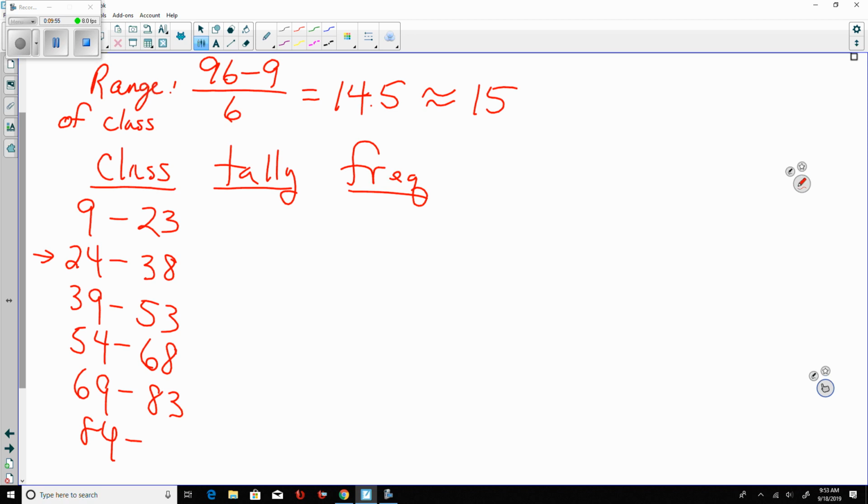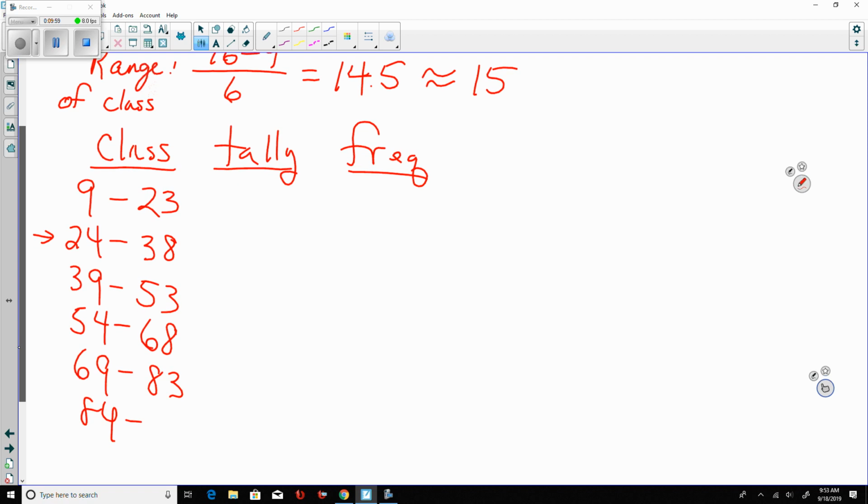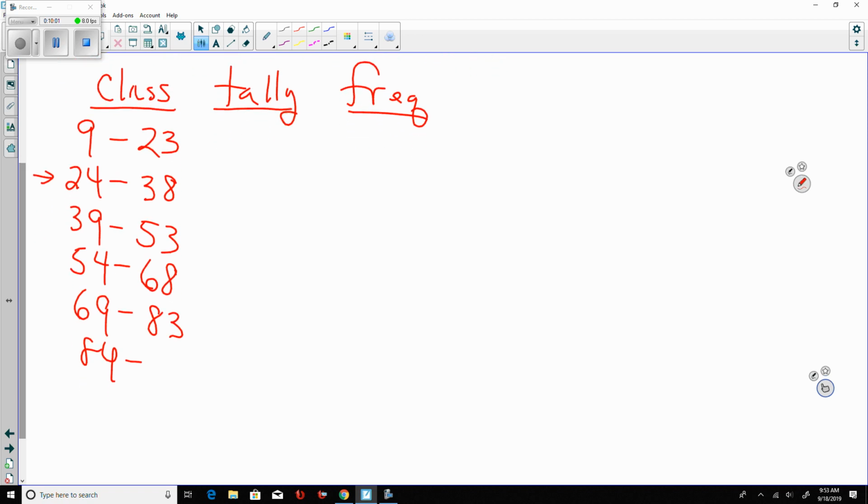And then you have to find the last one. The last one is the only one that you really have to do something with. You would do 83 plus 15, and that gives me 98. So you have 1, 2, 3, 4, 5, 6 classes like you want. You have a class width of 15.